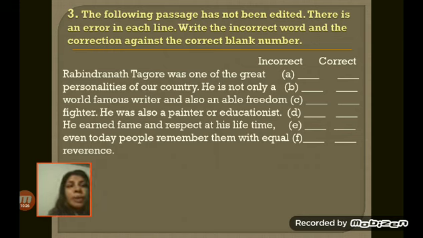He was also a painter or educationist. Painter और educationist, ये दोनों चीज़ में क्या चॉइस है? या पेंटर थे या एजुकेशनिस्ट थे, क्या हमें पता नहीं है? नहीं, he was both. So he was also a painter and educationist. He earned fame and respect at his lifetime. At his lifetime? In his lifetime, है ना? Even today, people remember them, no, him with equal reverence. ठीक है.